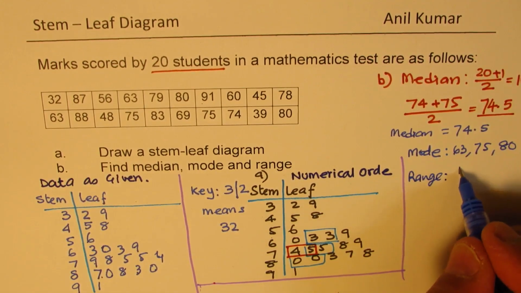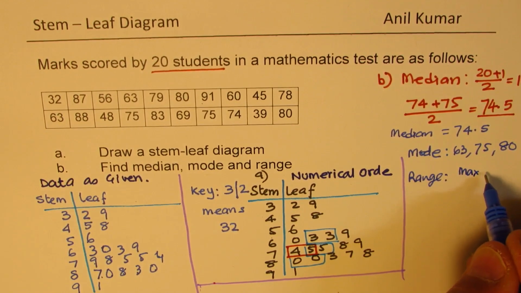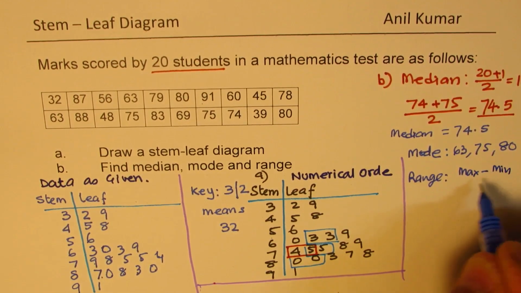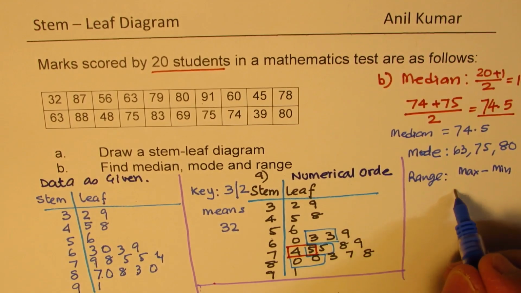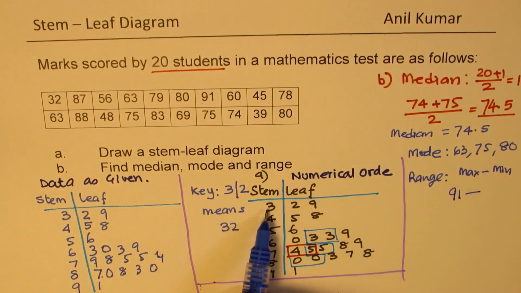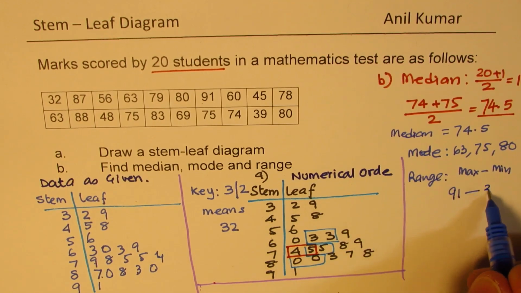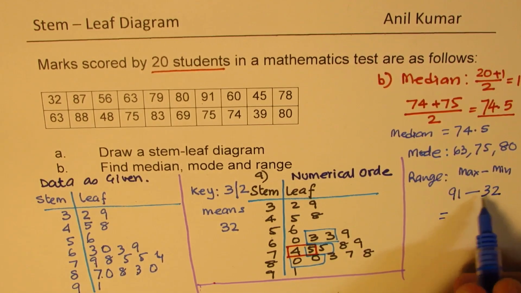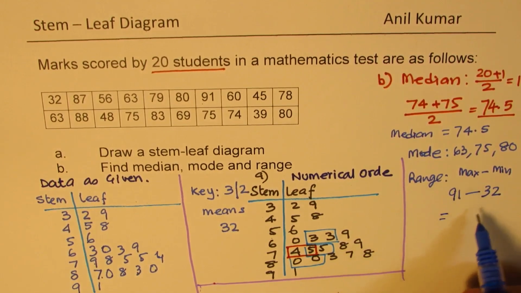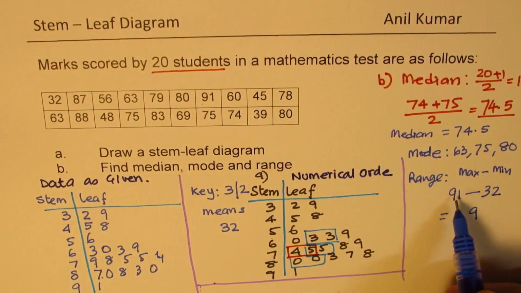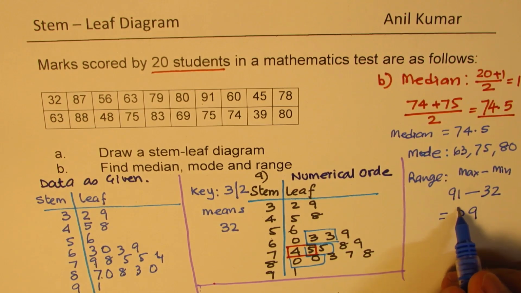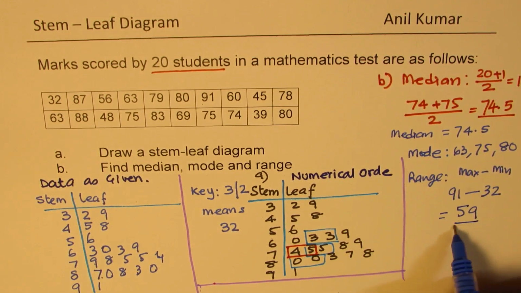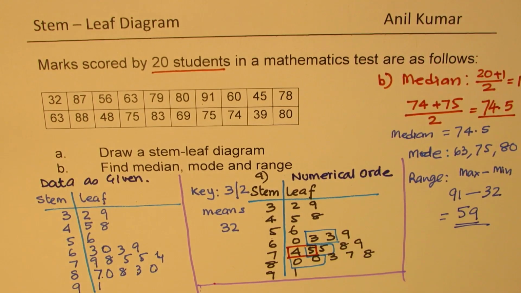Range is the maximum value minus minimum value, right? So that is the range. So the maximum value here is 91. So we'll do 91 minus minimum is 32. So we'll do 91 minus 32. So that will give us 9. And when you borrow from here, 8 take away 3 is 5. So the range here is 59. Correct? So range is 59.